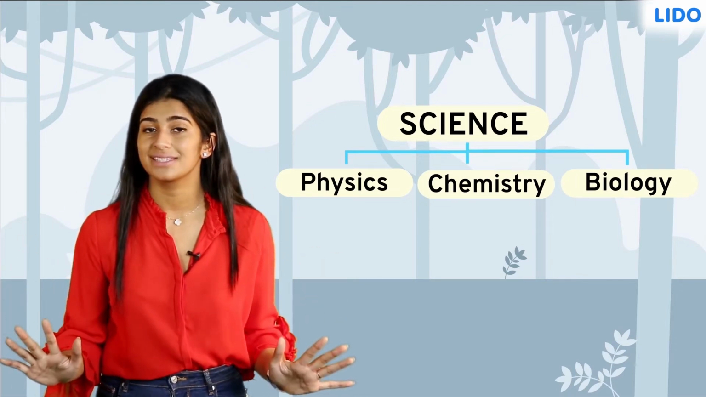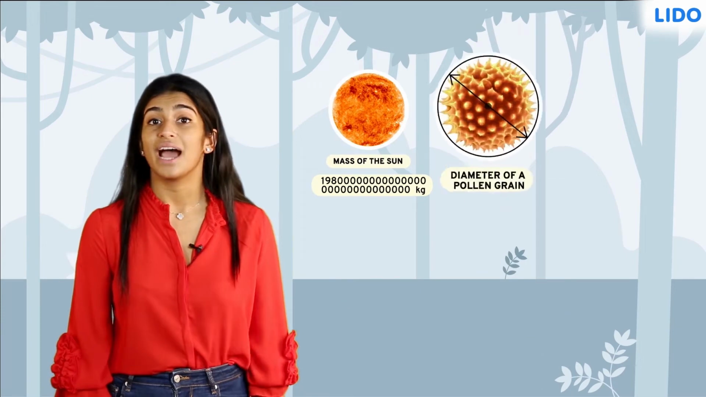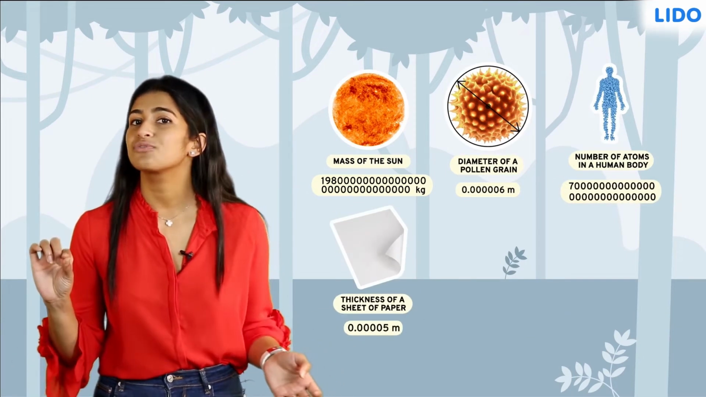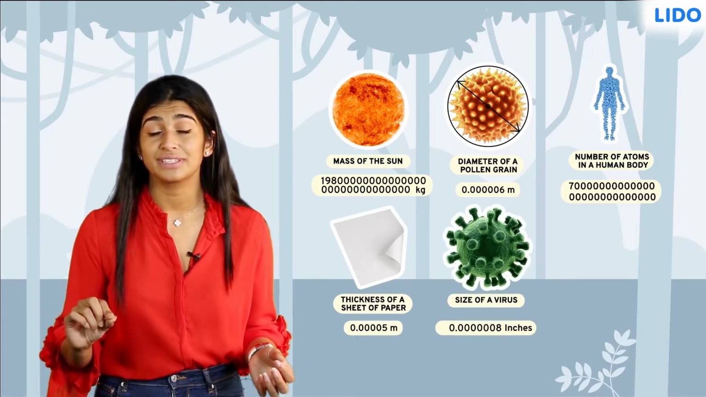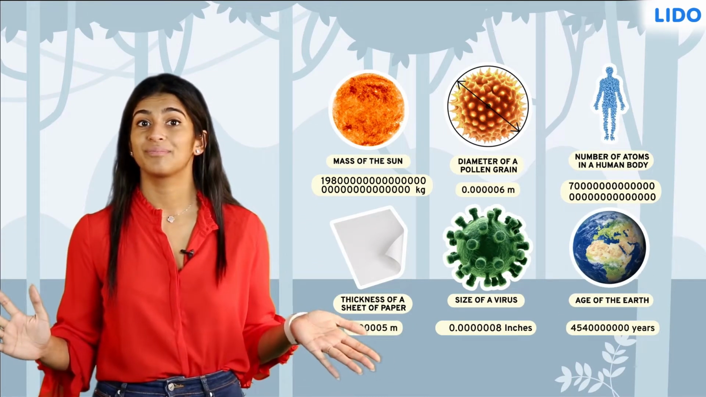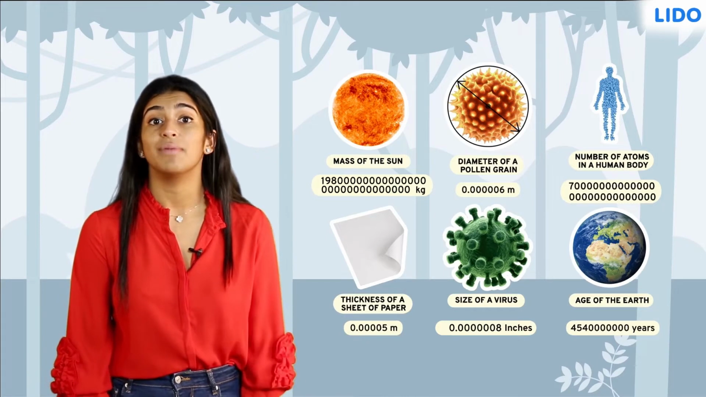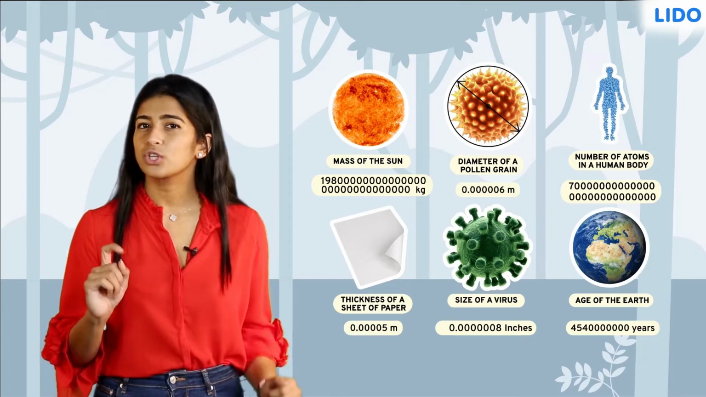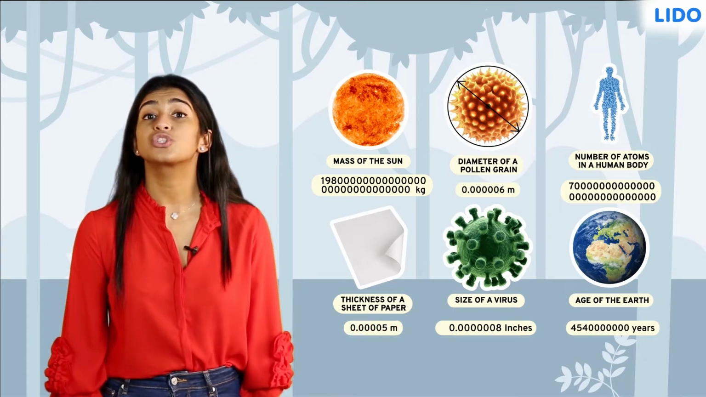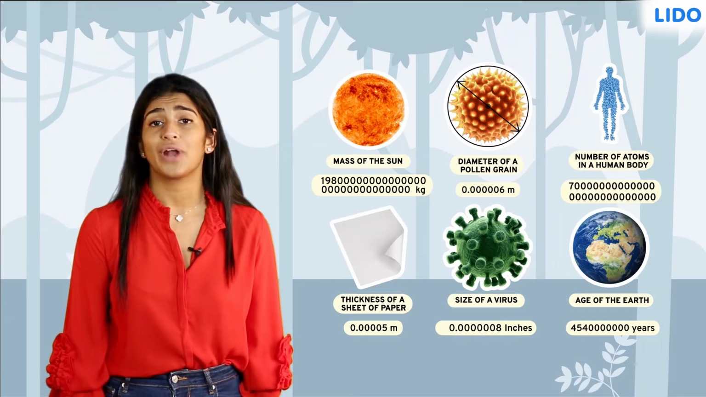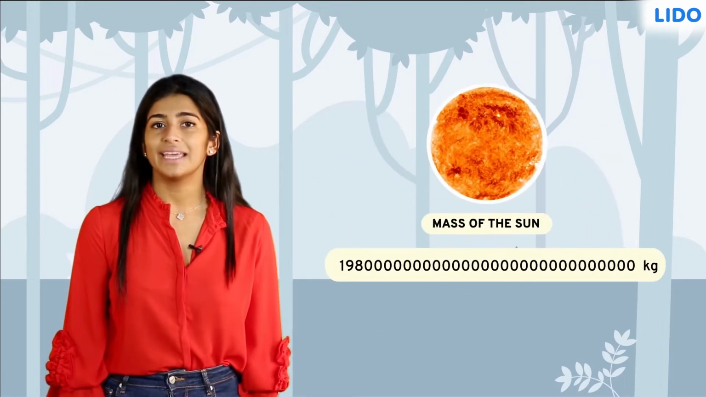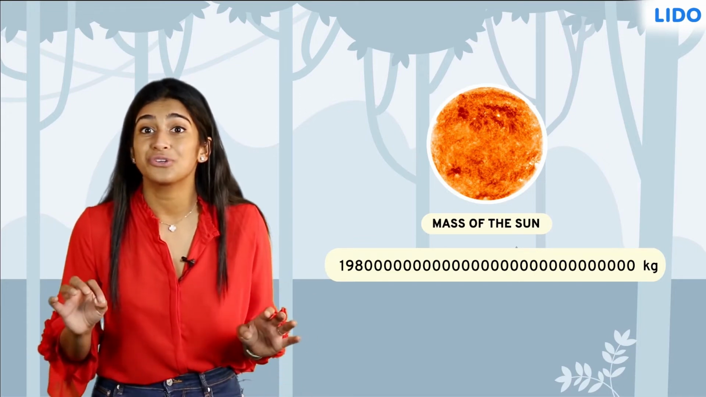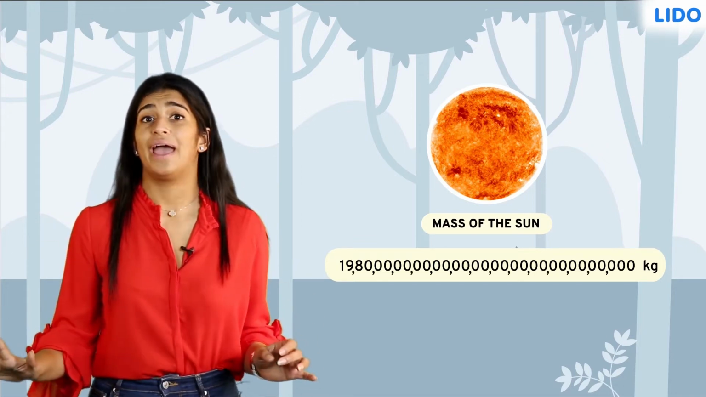lot of such numbers. Like the mass of the sun, the diameter of a pollen grain, the number of atoms in a human body, the thickness of a sheet of paper, the size of a virus, and the age of the earth. As you can see, there are some large numbers and some very small numbers. But what's common about them is that they will be extremely difficult to read if we were to write them like this. Take the mass of the sun, for example. It has so many zeros that it's difficult to read even if we put commas everywhere.